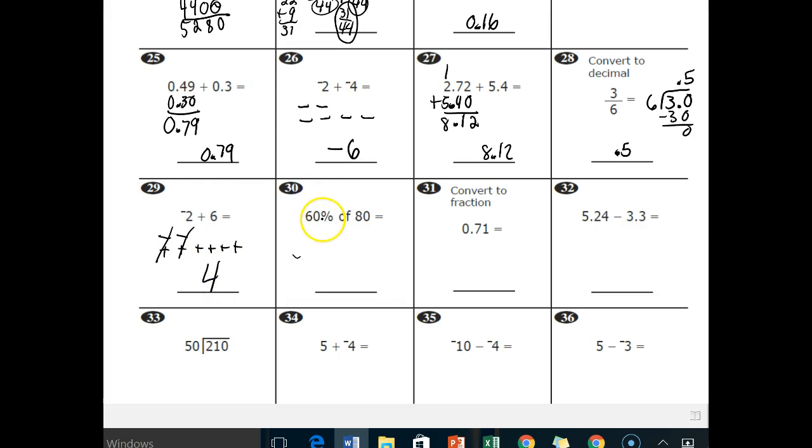Number 30, pay very close attention. First, change this to a decimal. We'll talk about percents to decimals later on this year. But first, change it to a decimal by swooping twice to the left. Then multiply. 80 times 0.60. Make sure everything's nice and lined up.